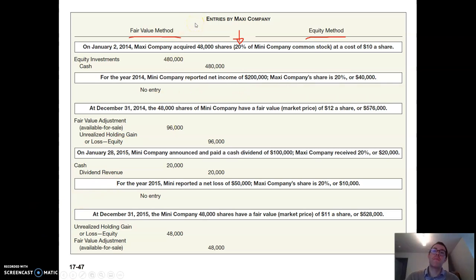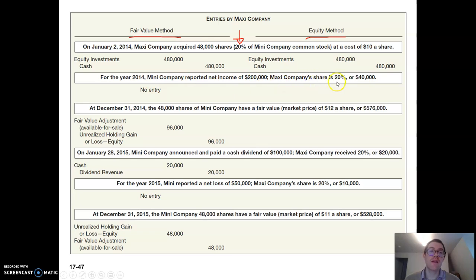Let's start off. Maxi Company is going to acquire 48,000 shares of Mini Company common stock at a cost of $10 a share, and that amounts to 20% of Mini stock. So 48,000 times 10, equity investments go up by $480,000 and cash goes down by $480,000. That will be exactly the same for the equity method.